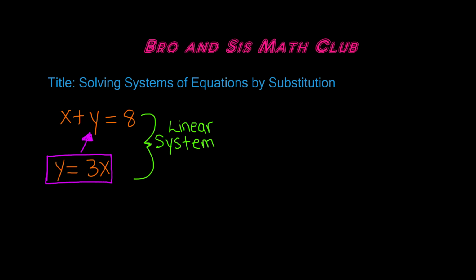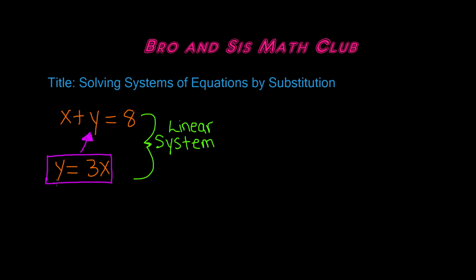Today we'll be learning how to solve a system of equations by using the substitution method. In our previous video, we learned how to use the graphing method to solve a system of equations. So the substitution method is basically finding the value of one of the variables and then substituting it into the other equation. Here we have been given the value of y as 3x. That means that the value of y is equal to 3 times the value of x.